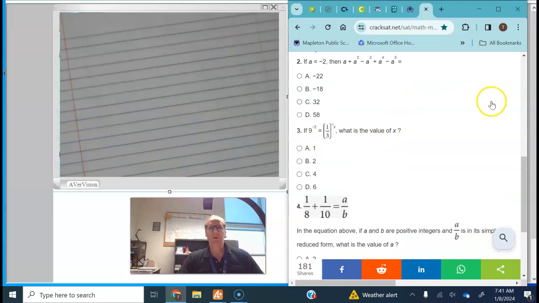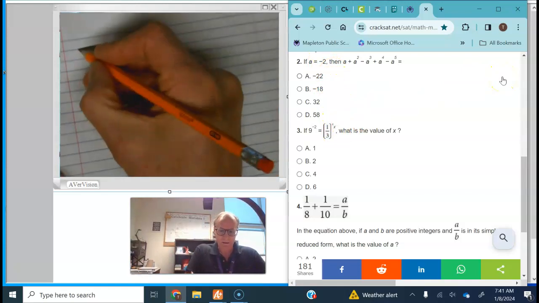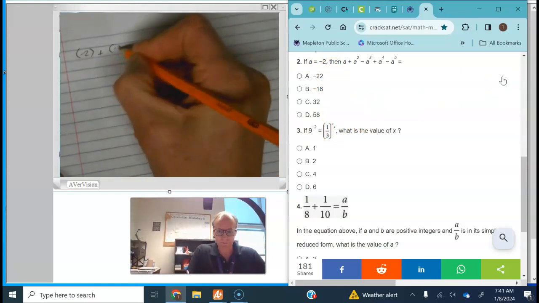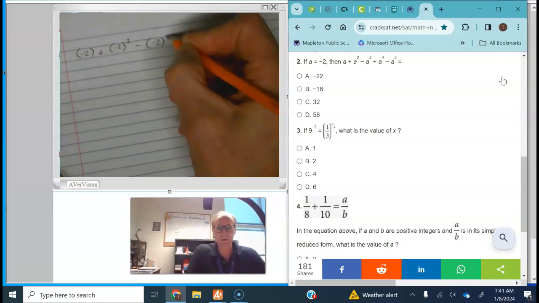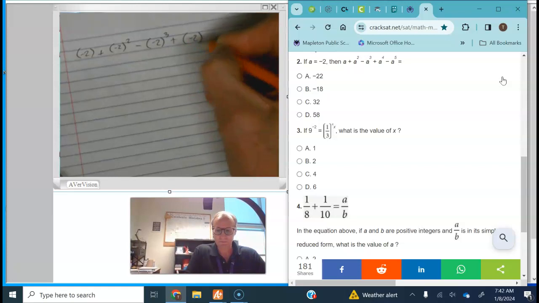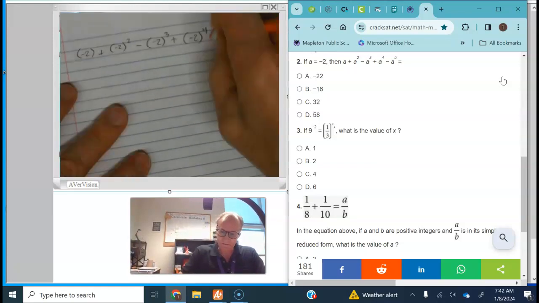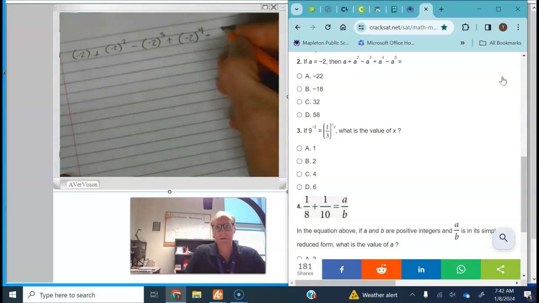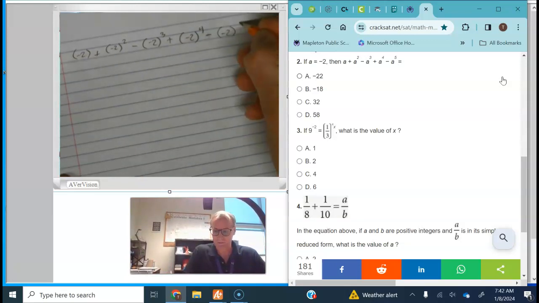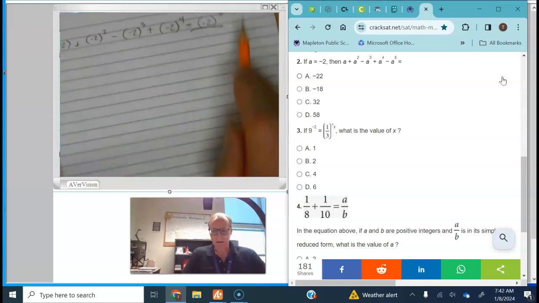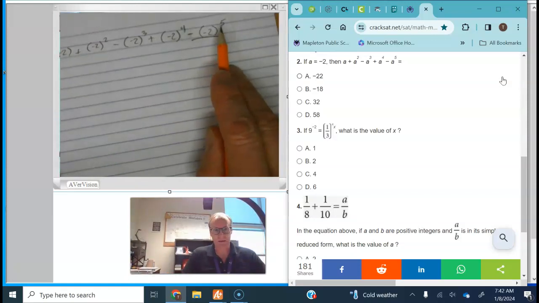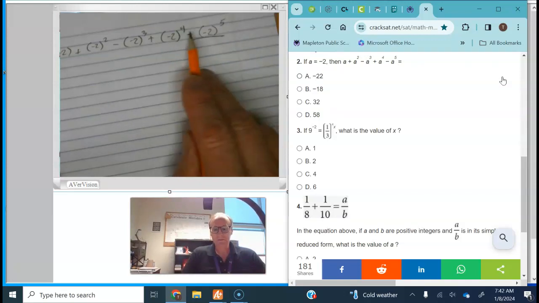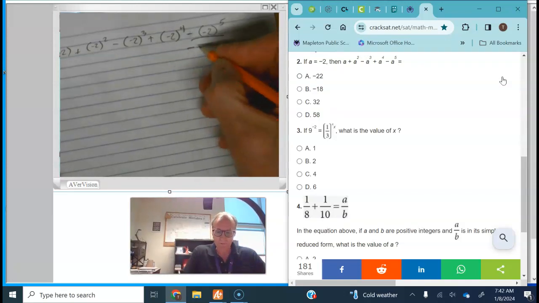Number 2, however, requires that I do a little bit of work. It says that a plus a squared minus a cubed and so on, for a equal to negative 2, is equal to what number? So I'm going to take negative 2 plus negative 2 squared minus negative 2 cubed plus negative 2 to the 4th, minus negative 2 to the 5th, it looks like. Now this is negative 2 times negative 2 times negative 2, 5 times, which is negative 32. But that gives me a double negative here. So this is negative 32.